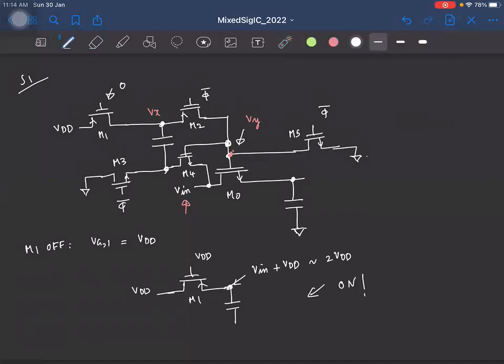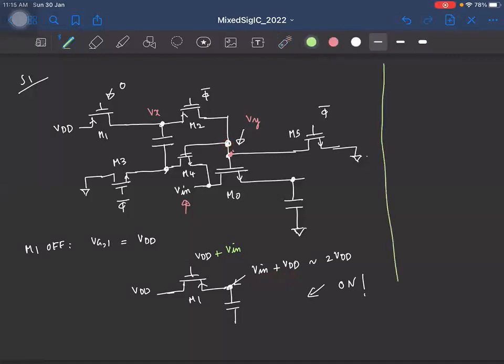So what do we have to do? We need to make sure that the switch completely turns off. And one way to do this is to ensure that the source to gate voltage is 0, right? And that can be done by connecting this gate to voltage VDD plus Vin, right? And that will ensure that the source to gate voltage is 0 and the switch turns off. And please note that in the circuit, we already have one node that is equal to Vin plus VDD, right? That is this node, that is the gate of the transistor M0.